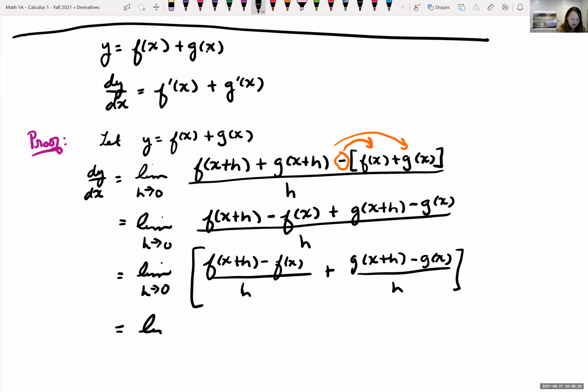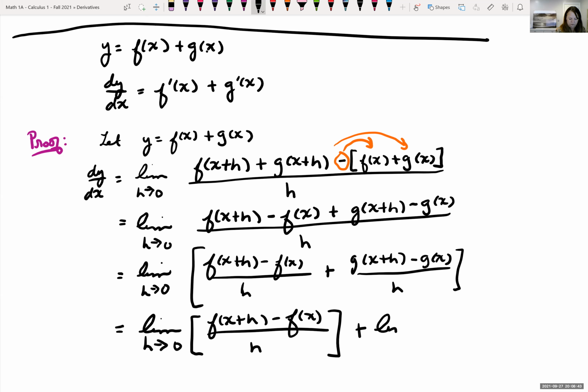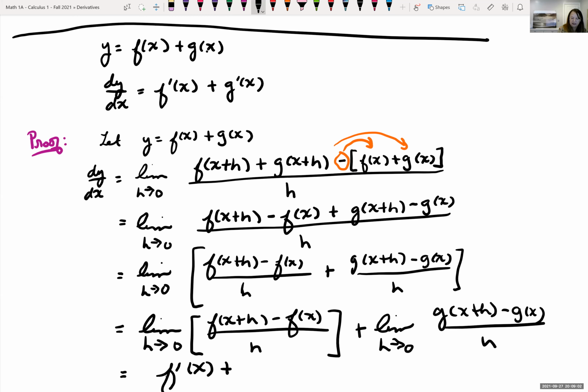And we know that with the rules of limits, we can rewrite this as a limit of the first fraction plus the limit of the second fraction. And that limit of the first fraction is our derivative of f of x, so f prime of x, plus that limit of the second fraction, which is also the definition of the derivative, but for g of x.